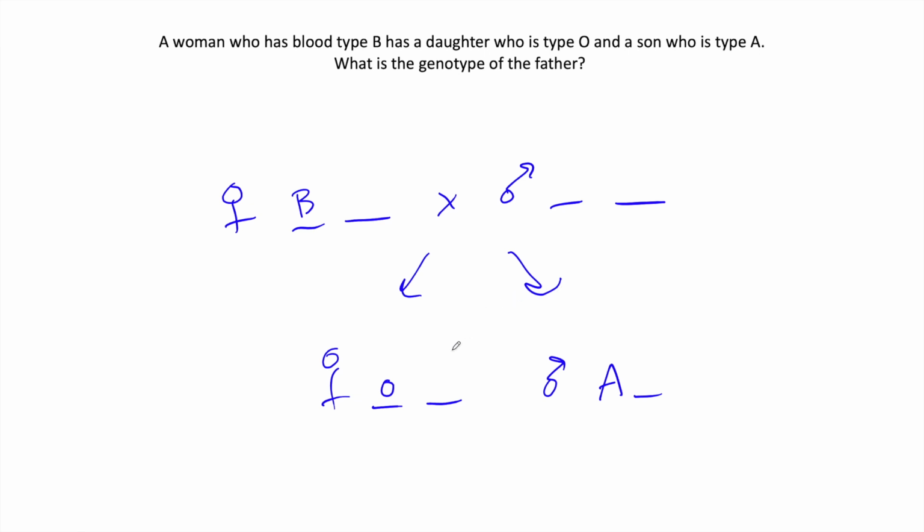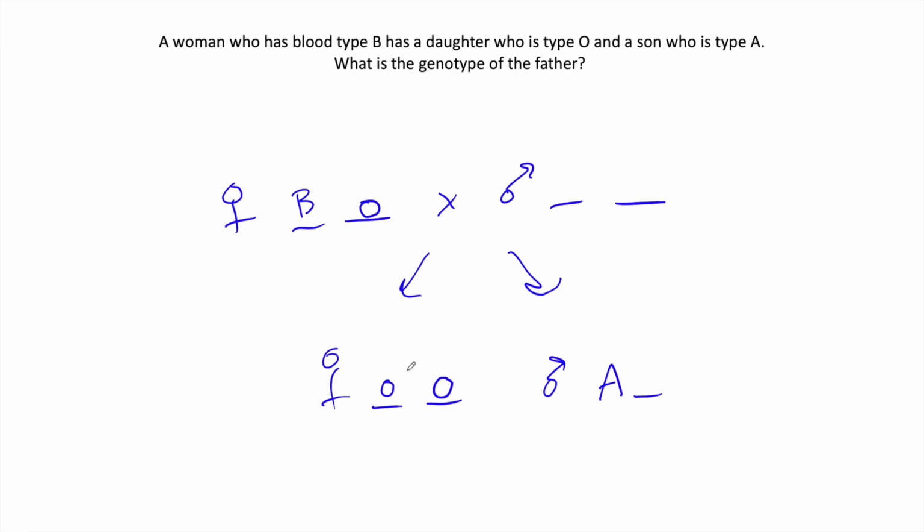Based upon what you've learned about the human blood types, if somebody is blood type O, they have to be OO. That's the only possibility. If somebody is blood type B, they can be either BB or BO. Since this woman has a daughter with 2 O's, she had to give something to her daughter, so she can't be BB, otherwise her daughter would have a B. That means she has to be BO.